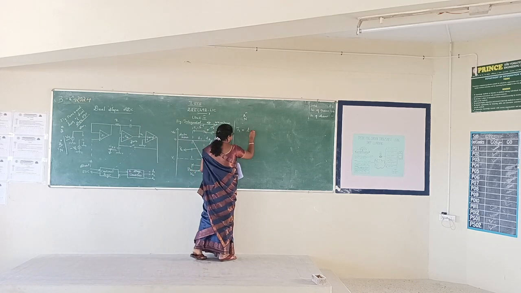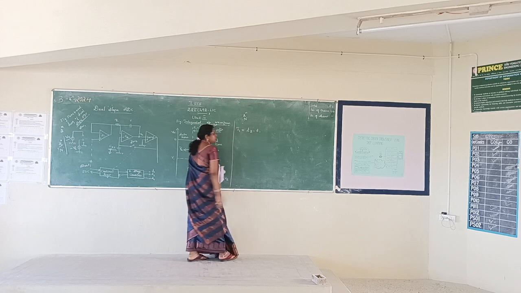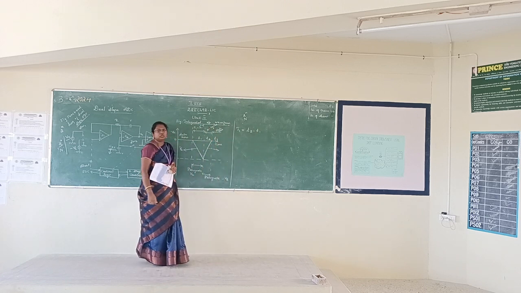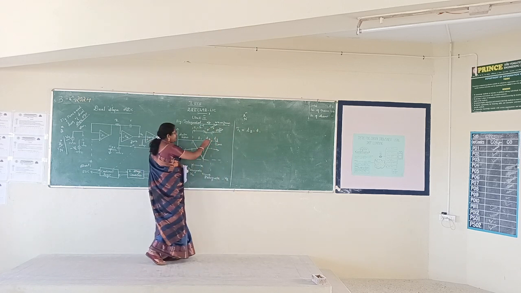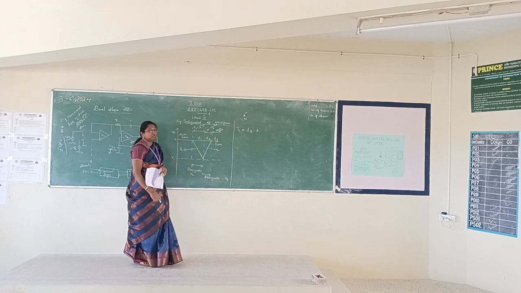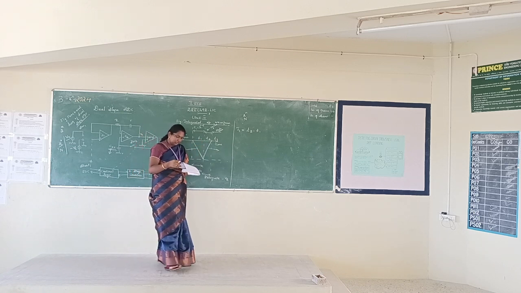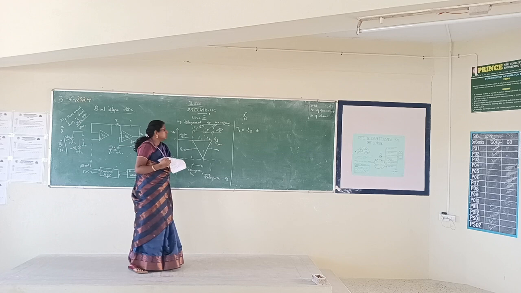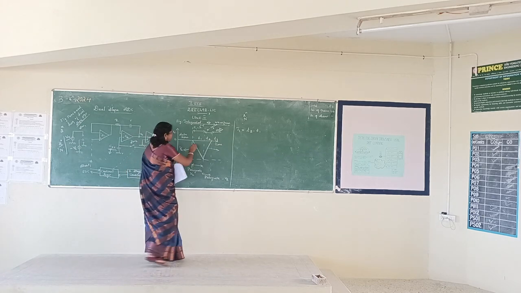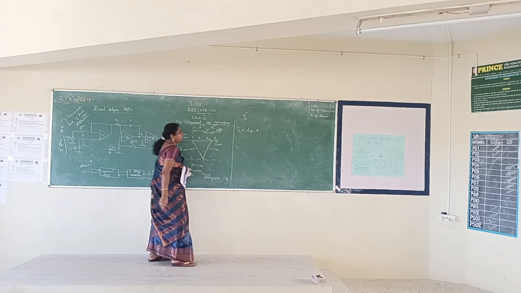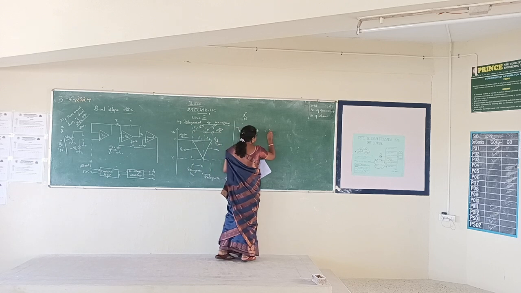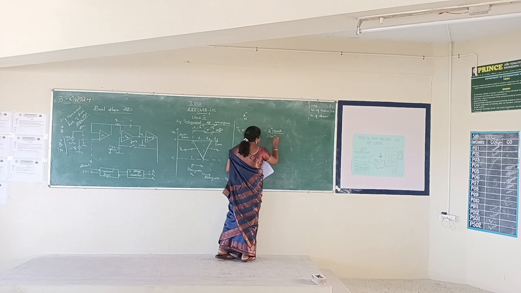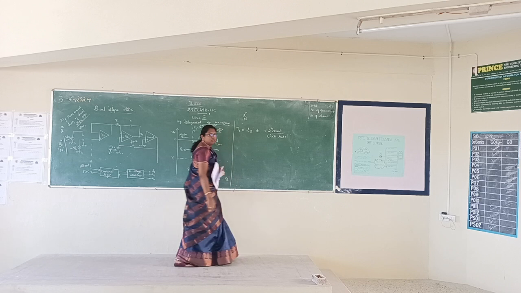Listen. What is T2 minus T1? What is T2 minus T1? So T1 will be having 2 power n counts, right? So write it down. 2 power n counts by clock rate. 2 power n counts by clock rate.